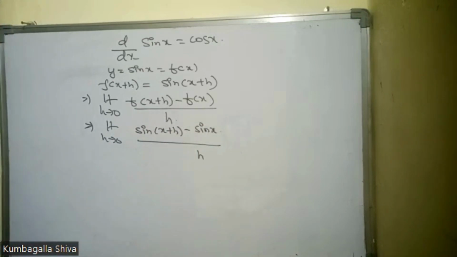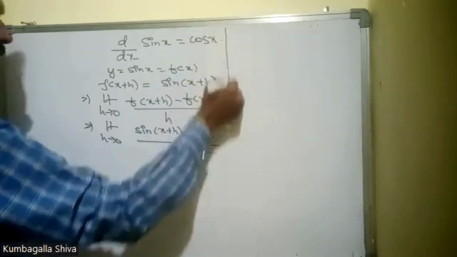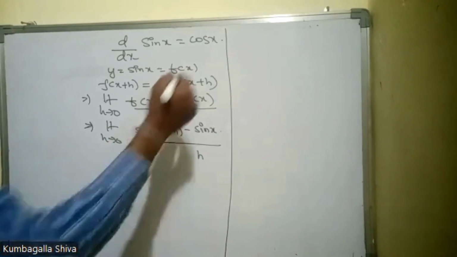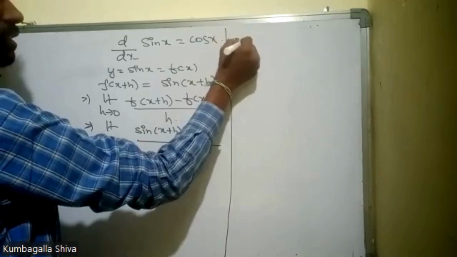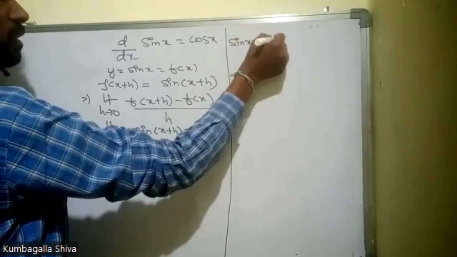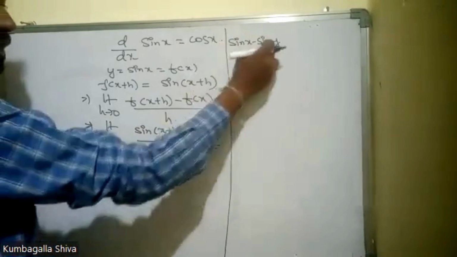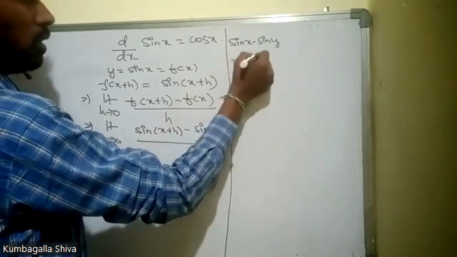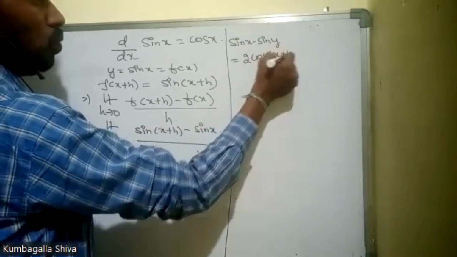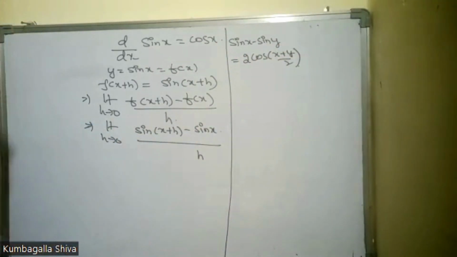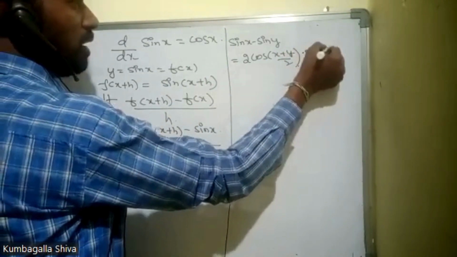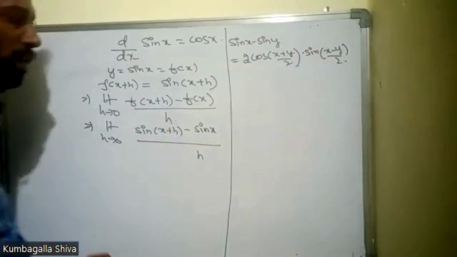Are we clear? Right. So the basic formula in trigonometry we have is sin x minus sin y. This is a trigonometric term, sin x minus sin y. What is the general formula you are having? 2 cos of (x plus y) by 2 into sin of (x minus y) by 2. This is the formula we have.